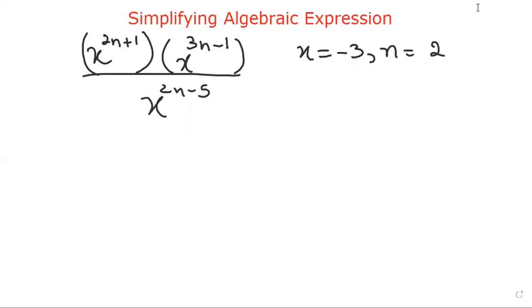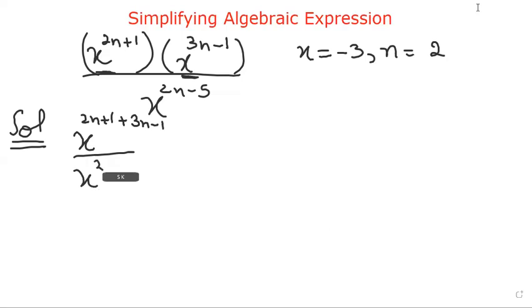So I'm going to solve it here, just for the exponential part first. You can see I have x to the power 2n plus 1 times x to the power 3n minus 1, divided by x to the power 2n minus 5. I'm going to apply the multiplication and division rule of exponents. Whenever two exponents have the same base and are multiplying, we add up their powers. You can see both have x, so I add up their powers, and I write my denominator as it is. I will simplify it in the next step.